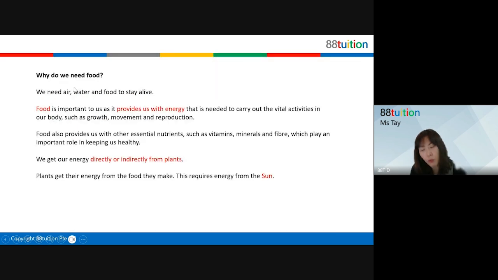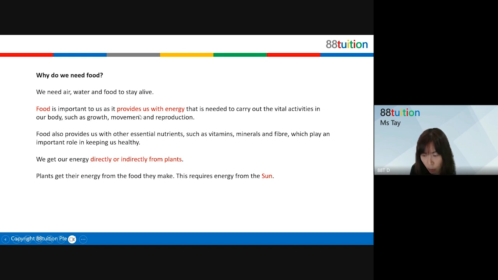Okay, why we need food? I already talked about this just now. We need three important things: air, food, and water to survive. We have a lot of air around us, right? Then water, yes, we have a lot of water as well. In Singapore, we are very blessed, so we don't run out of water. But there are countries where the people struggle to get water to drink also. So air, food, and water to stay alive.